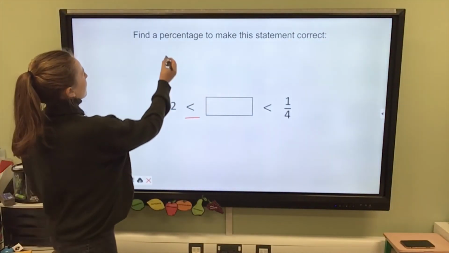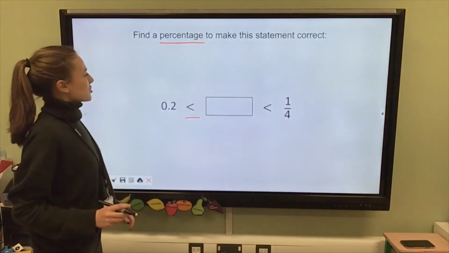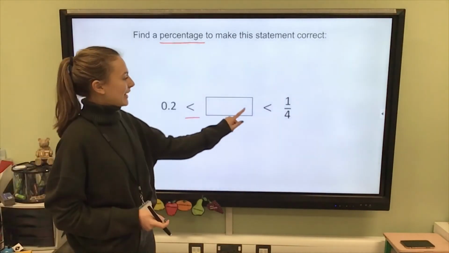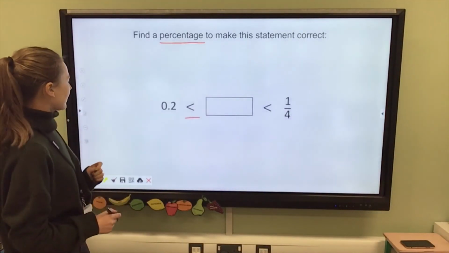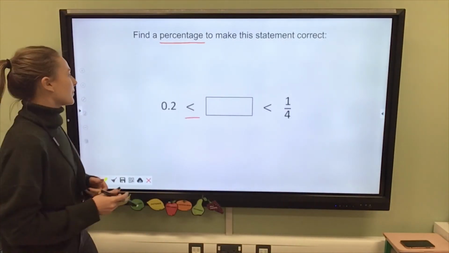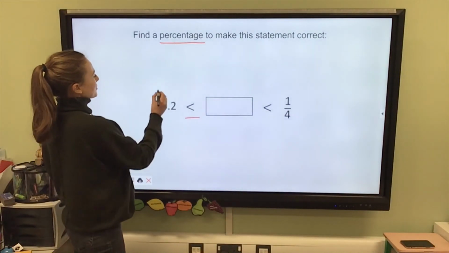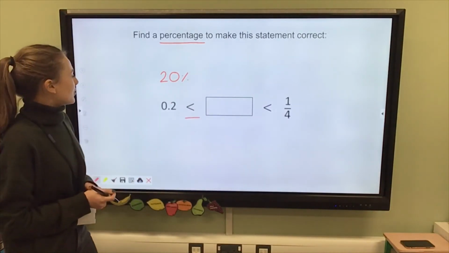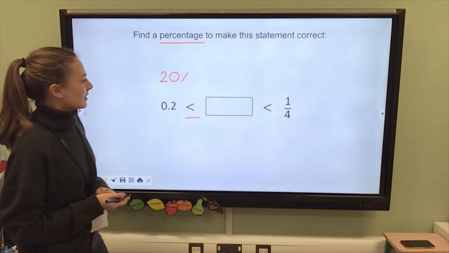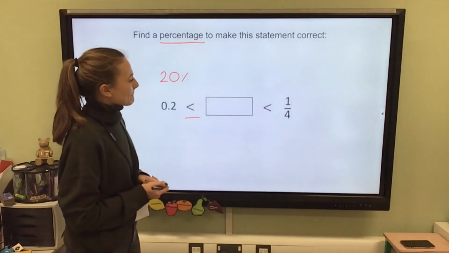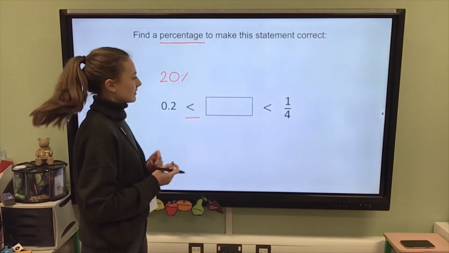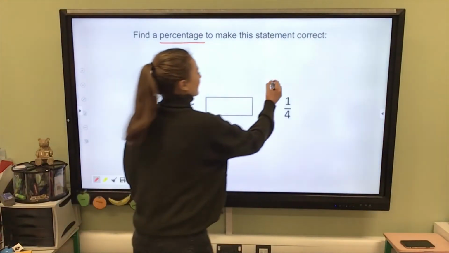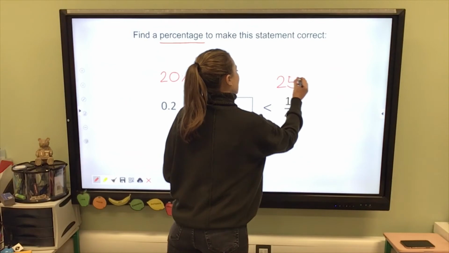We must also remember that we're looking for a percentage. So the first thing we can do is change our 0.2 and our 1/4 into percentages. So 0.2 as a percentage, we've had lots of practice now, so we should know that is 20%. 0.2 is equivalent to 20%. And then 1/4, what's that as a percentage? That is 25%.